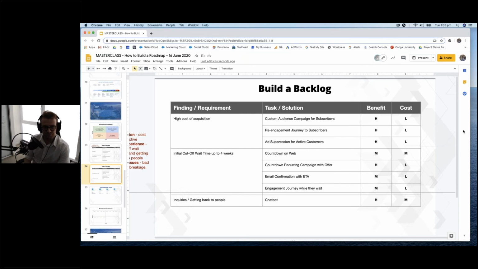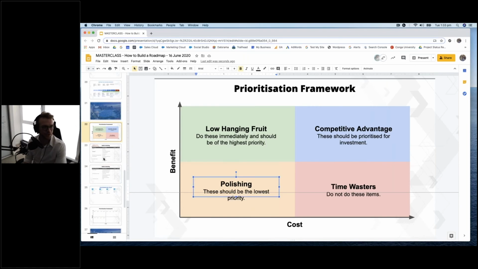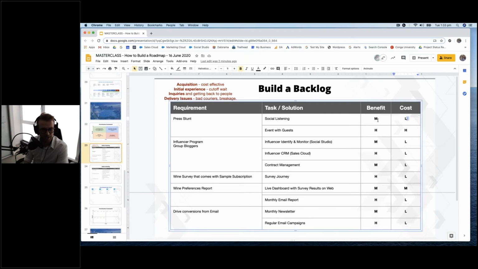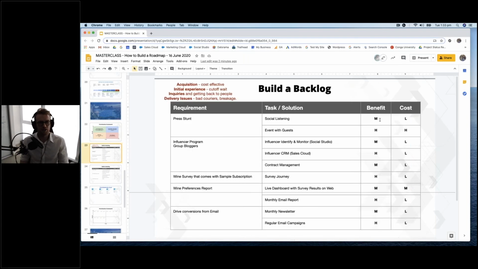So the prioritization, if we go back to our color schemes: low-hanging fruit, competitive advantage, polishing, and time wasters. Let's apply that same thinking to this. So we've got high, medium, low. So medium benefit, low cost. If we go back here, it's medium benefit, low cost. It's really like polishing or low hanging fruit, borderline. But I'd say polishing.